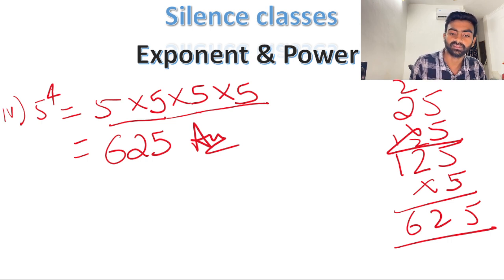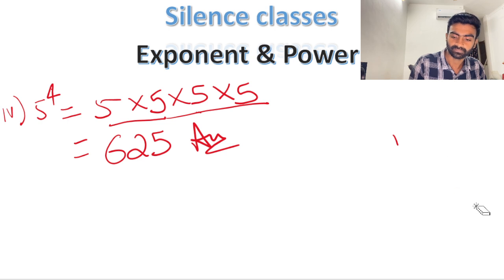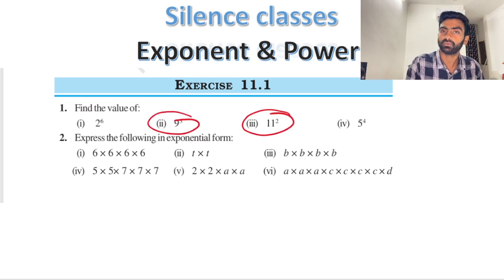It is very easy, very simple. Now let's move to question number 2. What is question number 2 saying? Express the following in the exponential form. Now the expanded form is given to us and we have to write it down in the exponential form, in this particular form. Let's do it over here only.